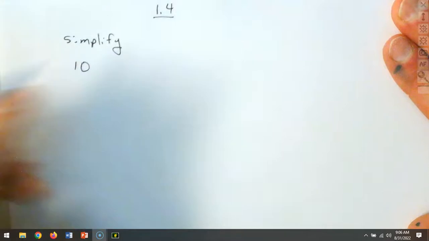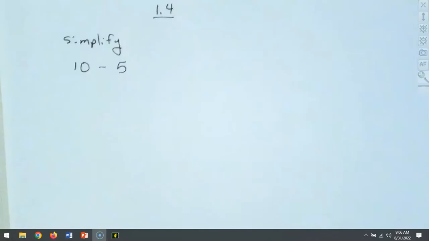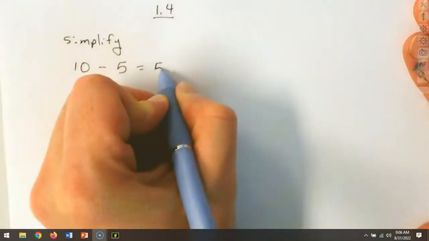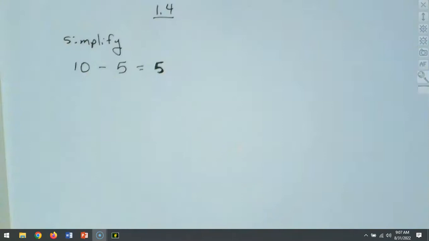How would you simplify 10 minus 5? Okay, well, we know that's pretty easy. 10 minus 5, what's 10 minus 5? Okay, 10 minus 5 is a 5. Now let's examine this a little bit more to make sure we understand why this is a positive 5.